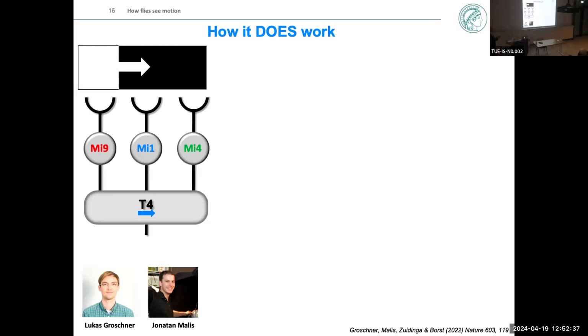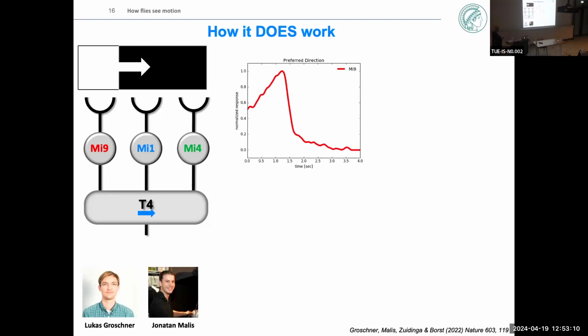And then came this brave postdoc, Lukas Groschner, into the lab and said, oh, I can do it. And within a few months, he could regularly record from these T4 cells. And he also taught a grad student, Jonathan Malis, to record from the different input neurons. And they used the same stimulus set. So we knew the input signals, we knew the output signals, and then we could really check what's going on there. And this is how it does work.